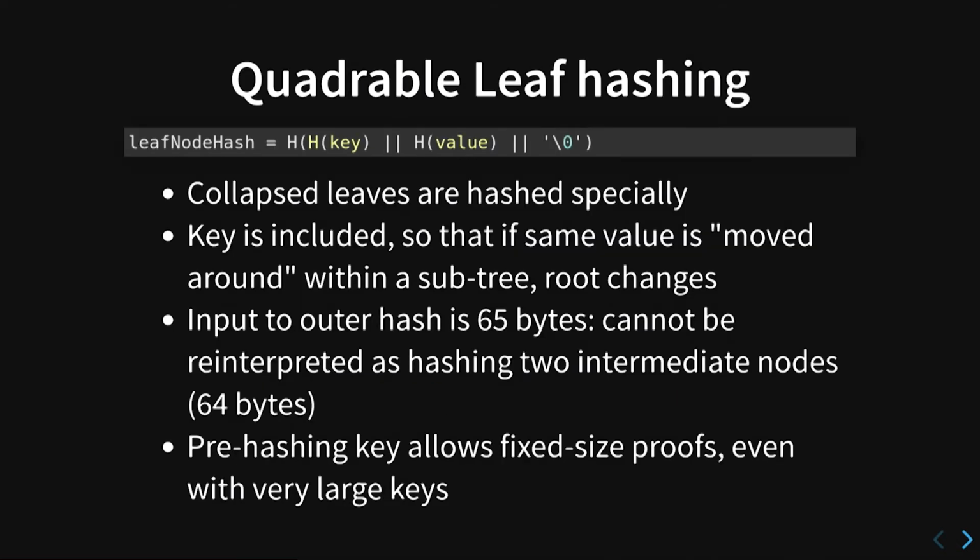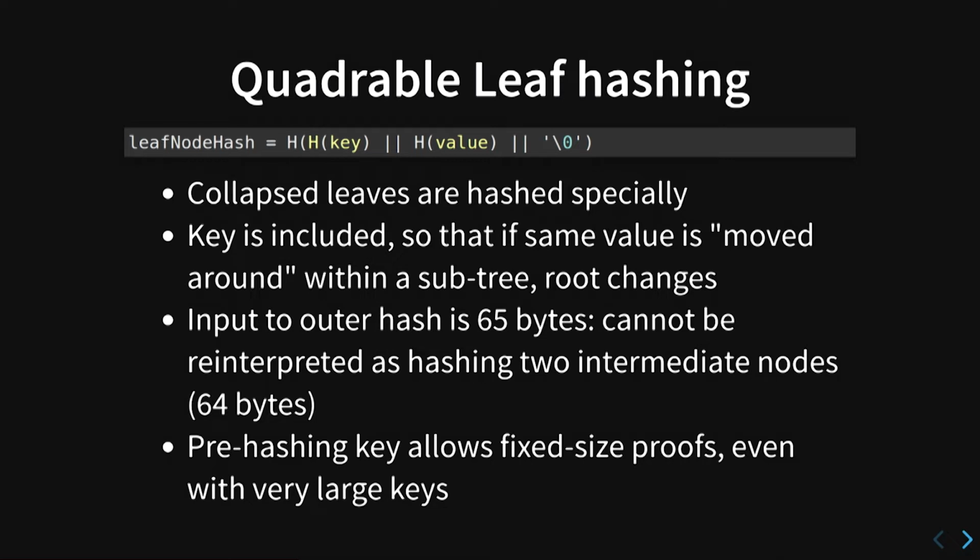So let me just quickly talk about the leaf hashing scheme before I get into how we actually modify these collapsed leaves trees. Whenever you want to insert an item into a Quadrable database, what happens is you hash the key, and then you hash the value, and then you concatenate those as well as a trailing null byte, right? So that means you have 65 bytes, right? And then that is what you hash to get the hash of the actual leaf, of the collapsed leaf, all right?